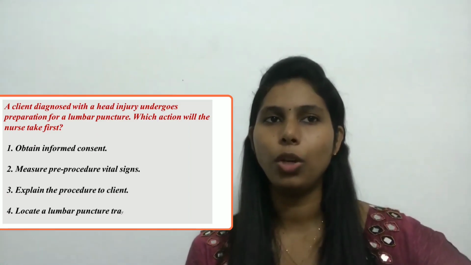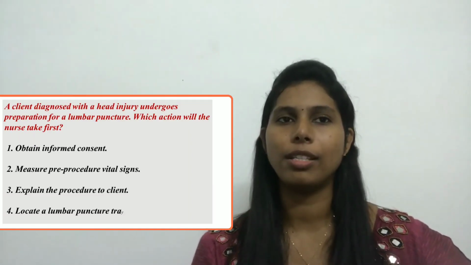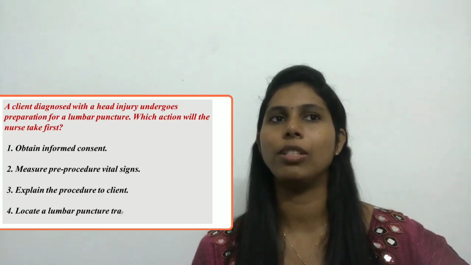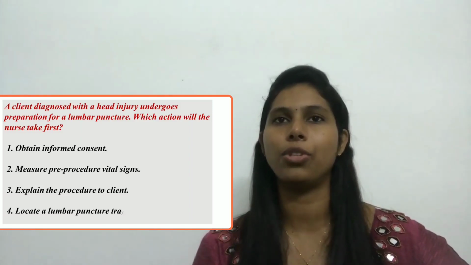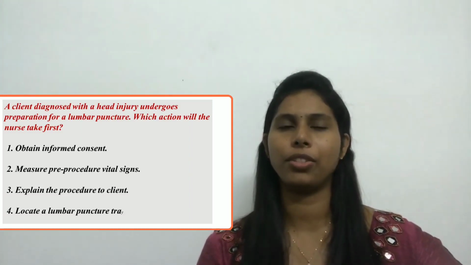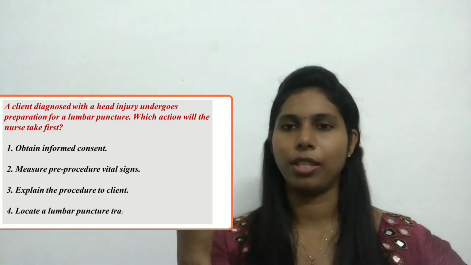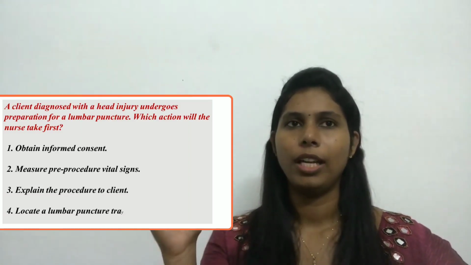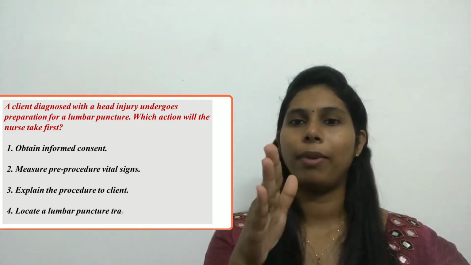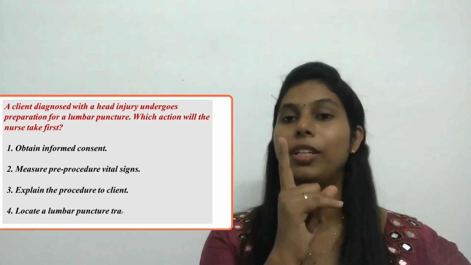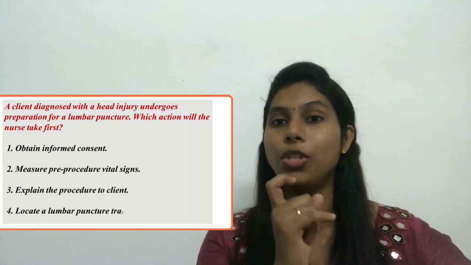Out of these 2 options, which one do you feel is a good choice, which the nurse can take as a first step or first action? We only removed obtaining consent and explaining the procedure. So just before the lumbar puncture, what is the nurse supposed to do? She should take the pre-procedure vital signs.